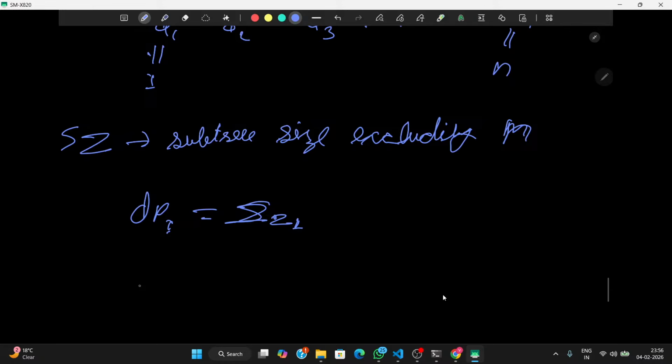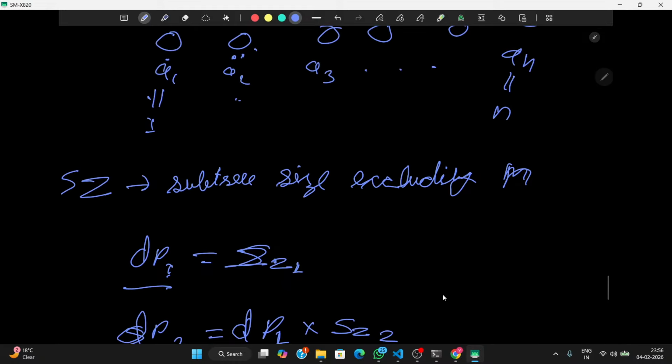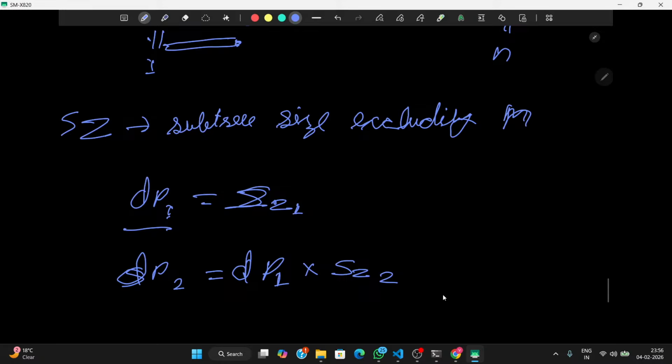Now for dp at 2, we'll say that whatever we did till 1, we'll do that, and for 2, we can head to its subtrees. So dp2 will be dp1 into sz of 2. Correct? Now, one more thing that we can do is go back to its parent and then come back. If we are at 2, we can go back to its parent and we can come back. In this case, we cannot take this SZ1, right?